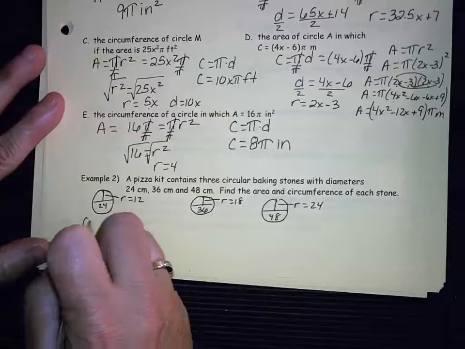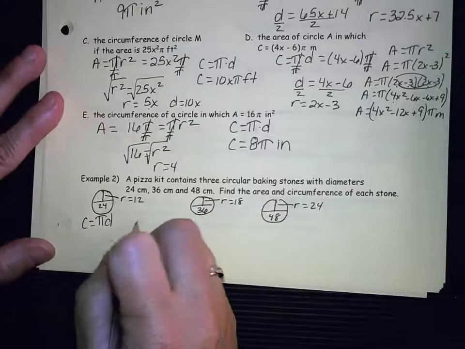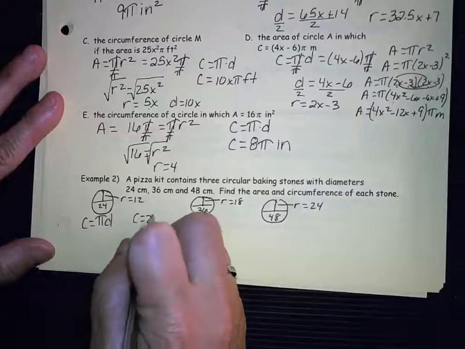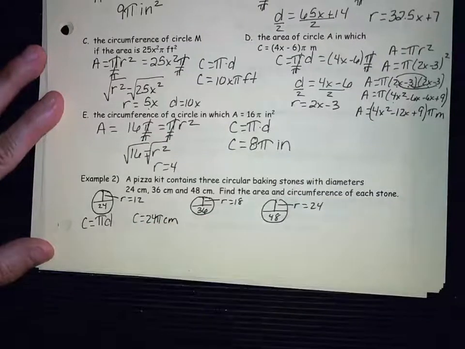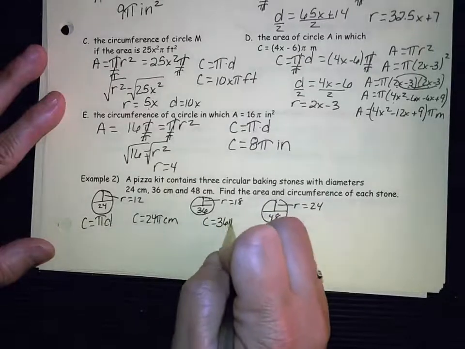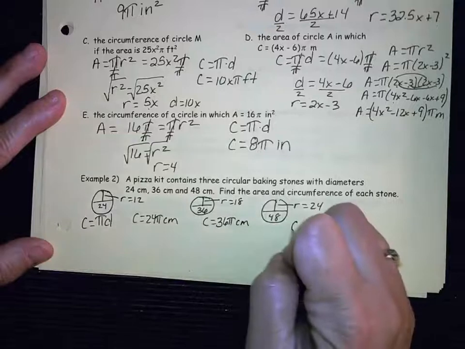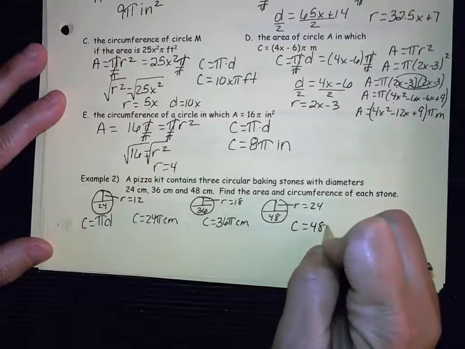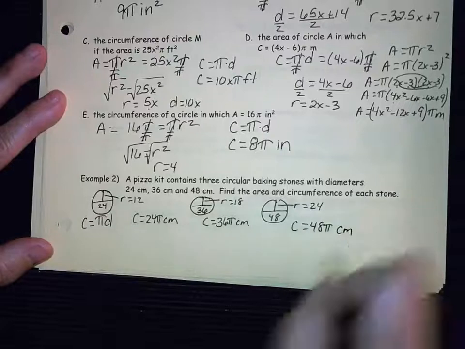So circumference is pretty straightforward. Pi times diameter. Here the circumference is 24 pi centimeters. Second one, pi times diameter is 36 pi centimeters. And the third one, pi times diameter is 48 pi centimeters.